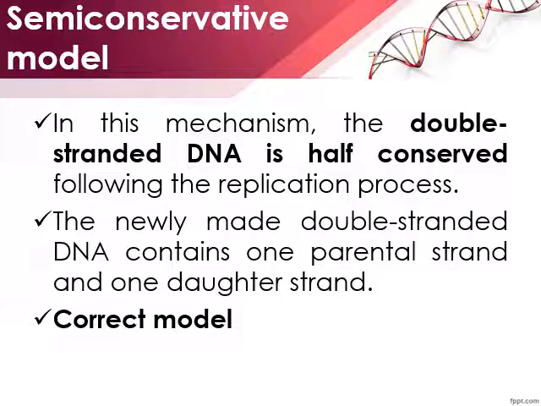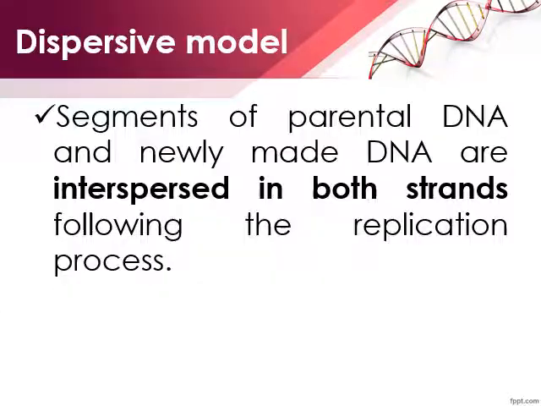For the semi-conservative model, the double-stranded DNA is half conserved. So the newly made double-stranded DNA contains one parental strand and one daughter strand. So it is also known as the correct model. For the dispersive model, the segments of the parental DNA and newly made DNA are interspersed in both strands following the replication process.